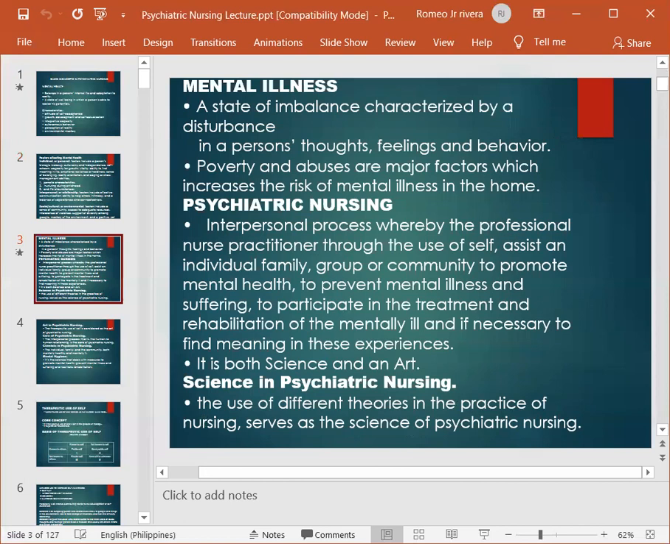Mental illness. The American Psychiatric Association, APA, 2000, defines a mental disorder as a clinically significant behavioral or psychological syndrome or pattern that occurs in an individual and is associated with present distress, for example a painful symptom, or disability, that is, impairment in one or more important areas of functioning, or with a significantly increased risk of suffering death, pain, disability, or an important loss of freedom.